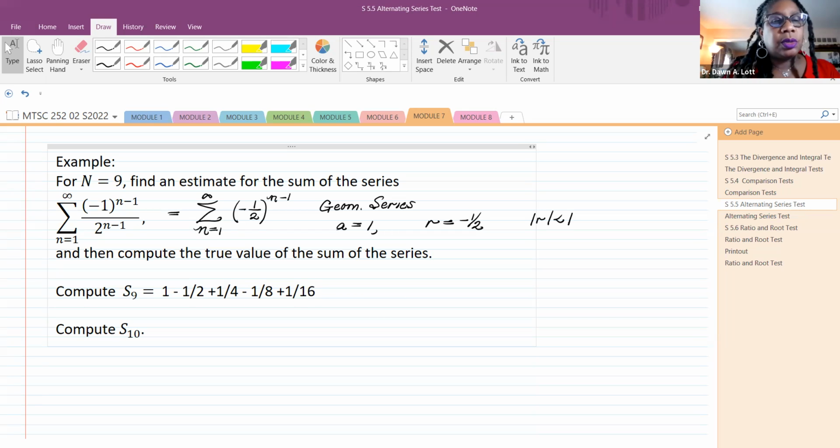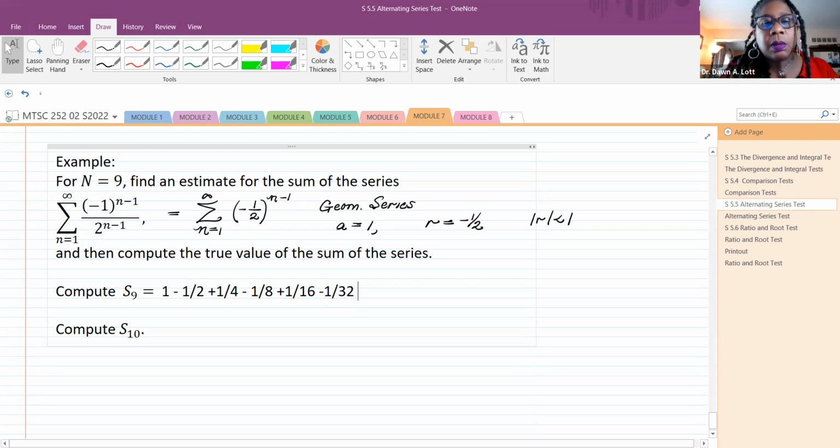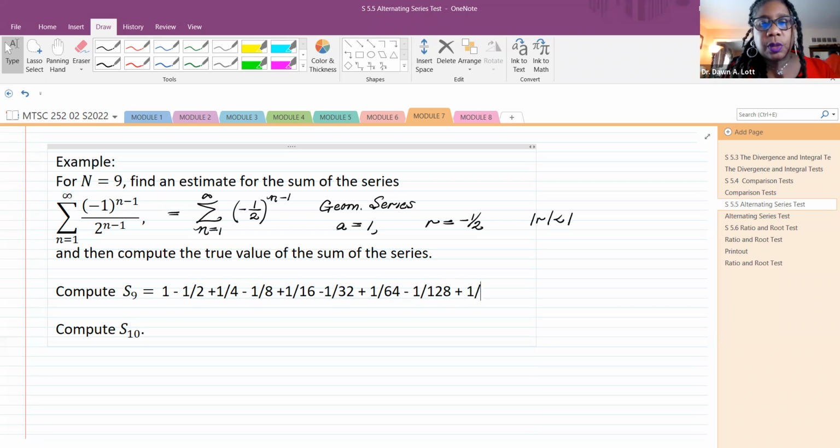So I get 1, 2, 4, 8, 16. Good. When n is 6, I get negative 1 over 32. When n is 7, I get positive 1 over 64. And when n is 8, I get negative 1 over 128. And the ninth term is plus 1 over 256. Okay, there we go.